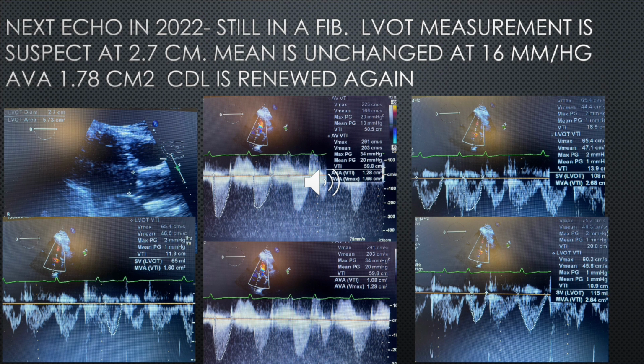His next echo is here in 2022. When you're doing patients that are part of a serial or interval case, you need to pay special attention to previous study data. What LVOT diameter did they use for that aortic valve area? If it is inconsistent, that needs to be considered as the reason for a change in aortic valve area. In this case, the mean is the same, and the aortic valve area does come out a little bit bigger at 1.78. He is also still in a controlled fib and doing well.